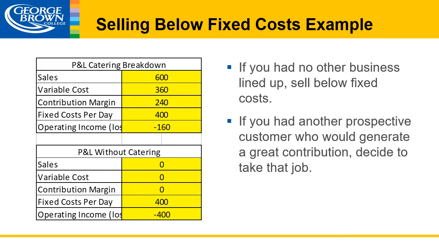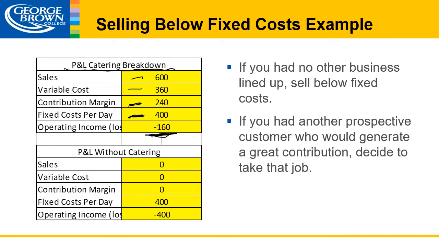Okay, so here's that example broken down a little bit. Again, in the first table up here, we have the P&L, or the profit and loss for the catering, if we were to do the event. Again, our sales are 600, variable costs are 60% or $360, which gives us a contribution margin or gross profit of $240. We have $400 fixed costs per day, which gives us a loss for the particular event. This isn't even including taxes, so we're losing $160 doing this event.